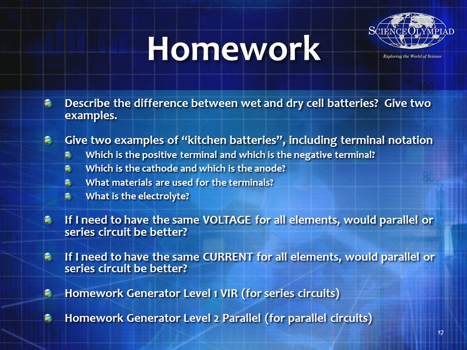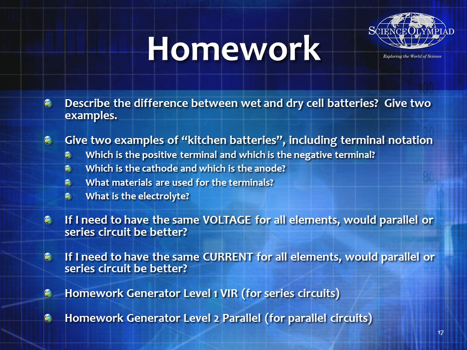Homework. What I'd like you to do is just describe the difference between wet and dry cell batteries. Give some examples. Give 2 examples of kitchen batteries, including terminal notation. In other words, which one's the positive, which one's the negative, which one's the cathode, and which one's the anode. What type of materials are used for the terminals?